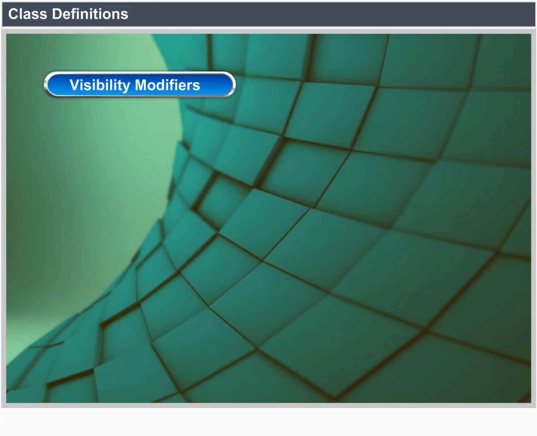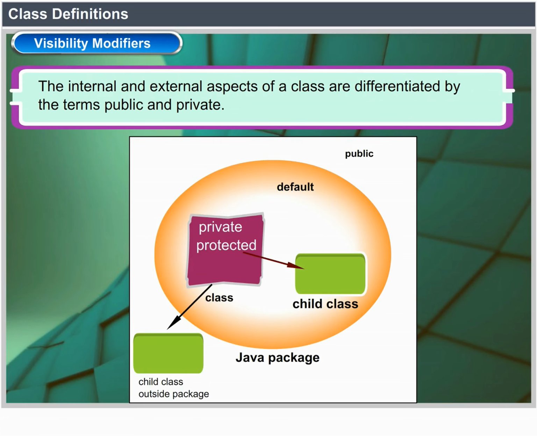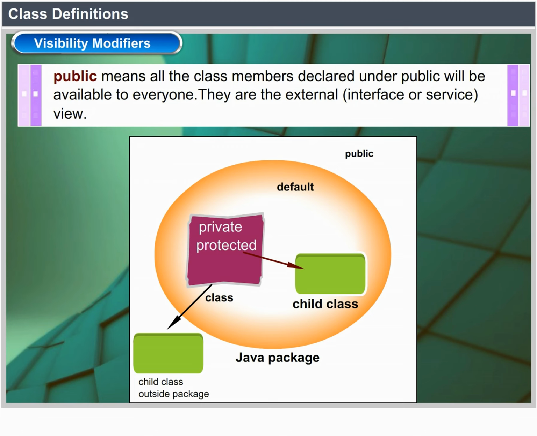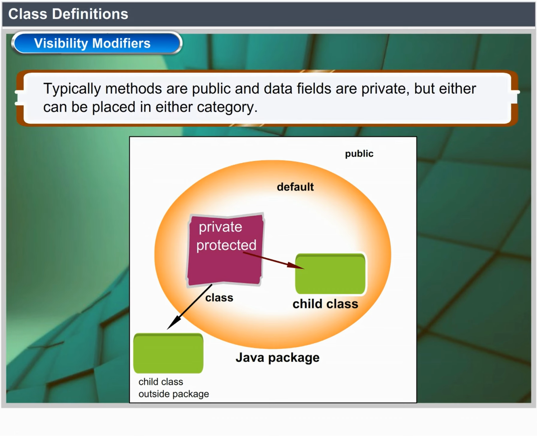Visibility modifiers. The internal and external aspects of a class are differentiated by the terms public and private. Public means all the class members declared under public will be available to everyone. They are the external view. Private features can be modified only within a class. They are the internal view, that is, the implementation view. Typically, methods are public and data fields are private, but either can be placed in either category.